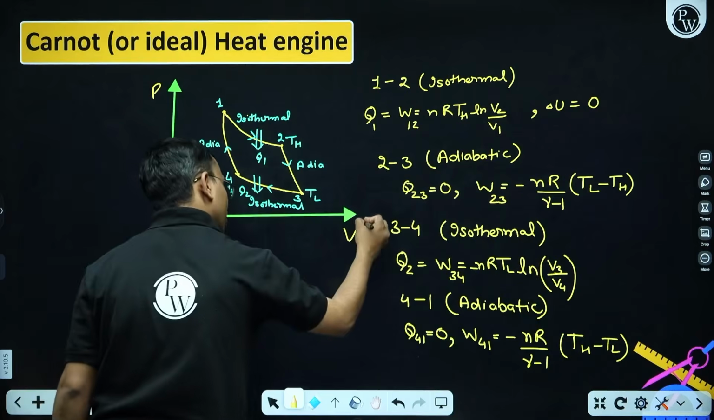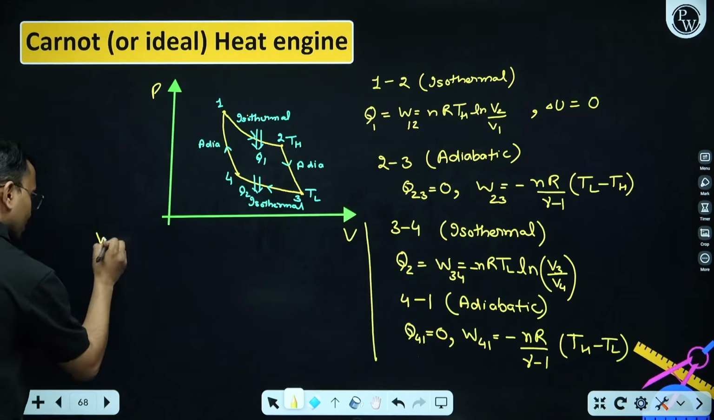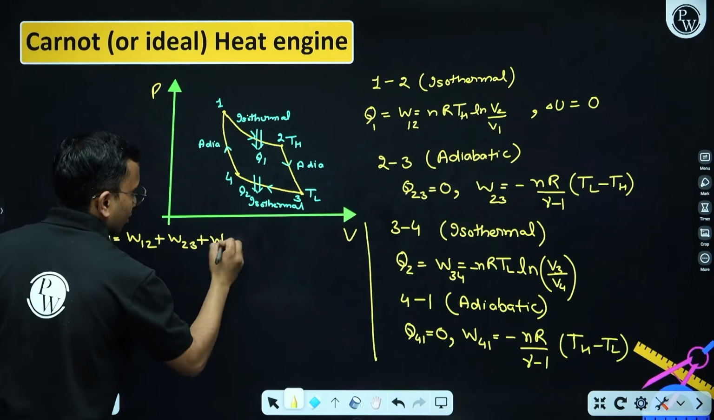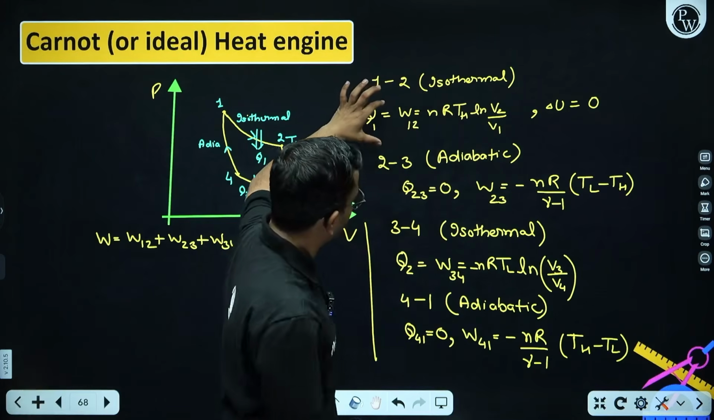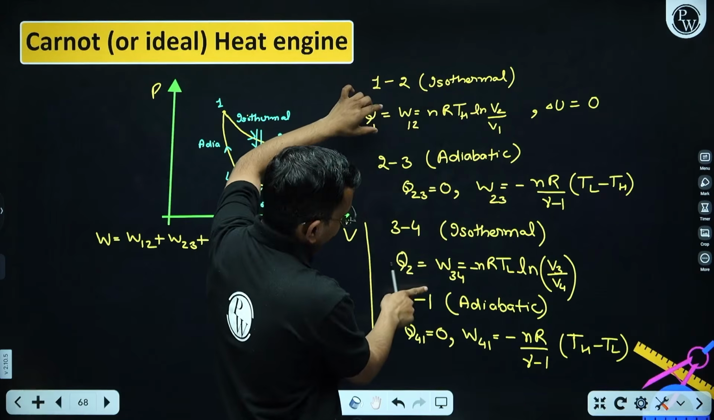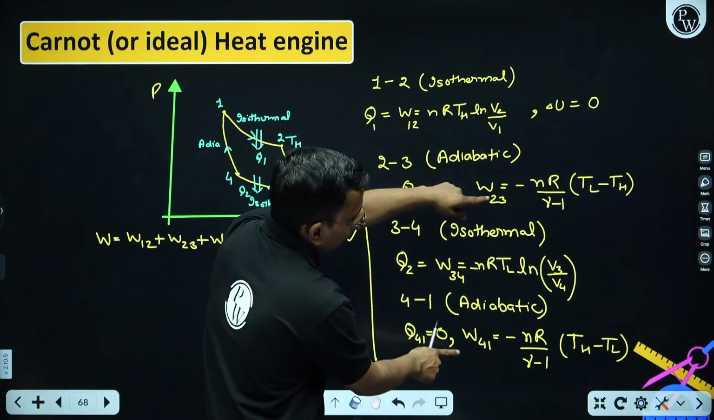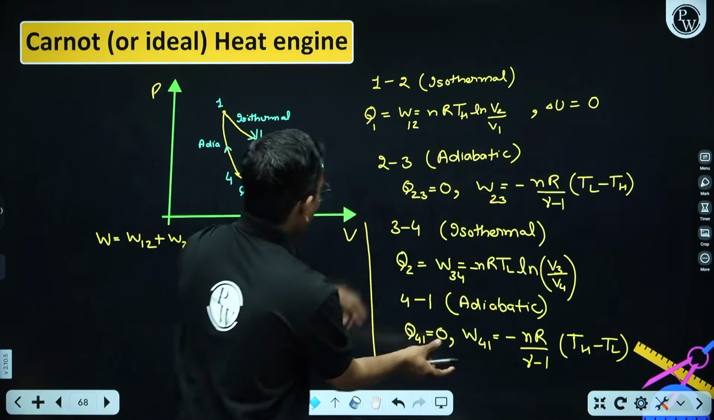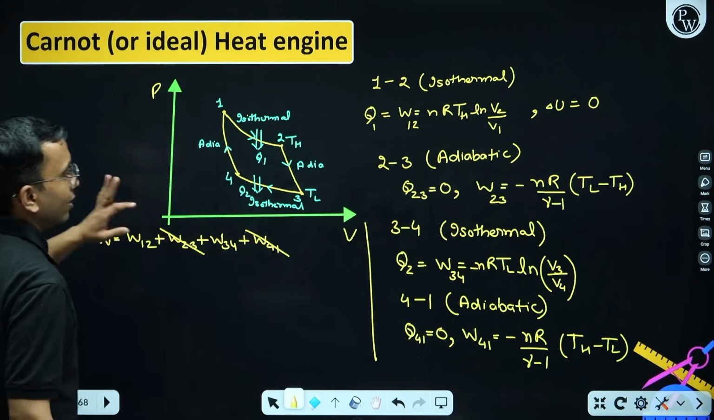Okay, what I am going to do is write the efficiency. What is the total work done? 1 to 2, 2 to 3, 3 to 4, 4 to 1. Now if you see W41 and W23, they are opposite of each other, so anyway they will get cancelled. Just add W12 and W34.